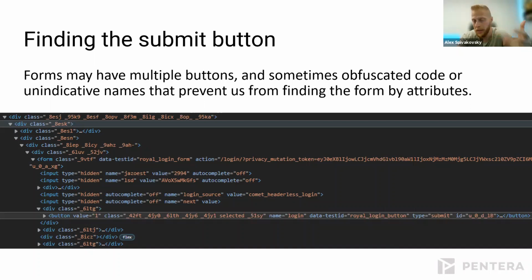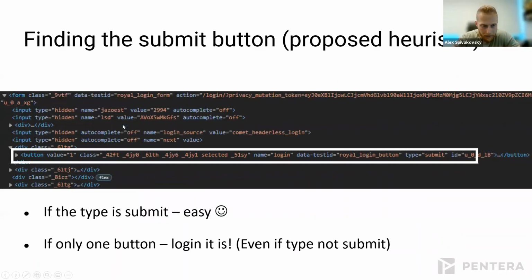And how do we still handle the case of the submit button? If the type is submit and it's not obfuscated, then great, it's easy. And most of the time in a form, you will only have one button, okay? So you can log in by clicking this button. Even if the type is not submit, most of the time it will be of type submit. So this is the proposed heuristic. If the type is submit, click it. If not, and there is only one button, great. If you have several, then we choose randomly.